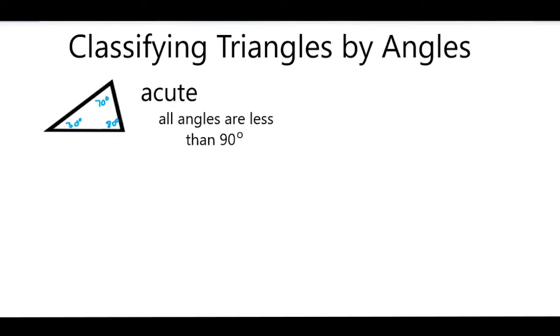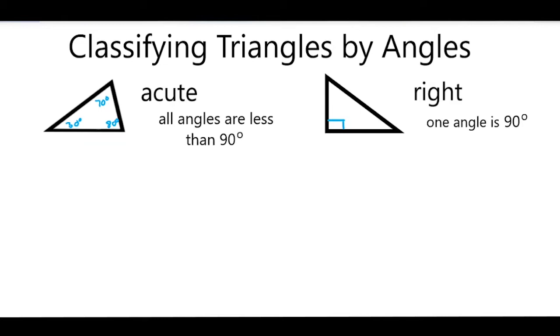You'll see here I have a triangle that is an acute triangle, and the angles are 30 degrees, 70 degrees, and 80 degrees. The next classification of triangles we're going to talk about is a right triangle. Now, a right triangle will have one 90-degree angle. And that's what makes it a right triangle, is because it has a right angle in it. And you'll notice the little blue box in the corner, and that signifies that that is a right angle.